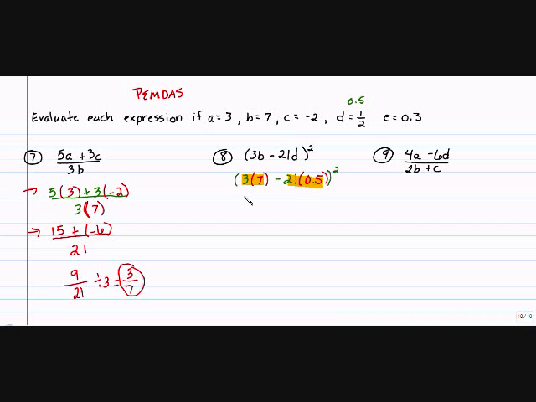essentially you're taking 1/2 of 21. So 3 times 7 is 21. 21 times 1/2, or 1/2 of 21, is 10.5 squared. And then 21 minus 10.5 is 10.5. And then squared, which essentially means 10.5 times 10.5, which gives you 110.25. Okay, very good.